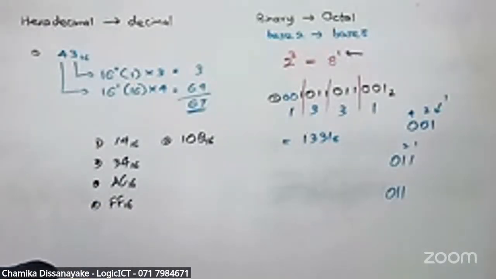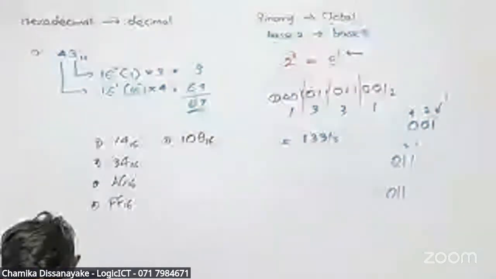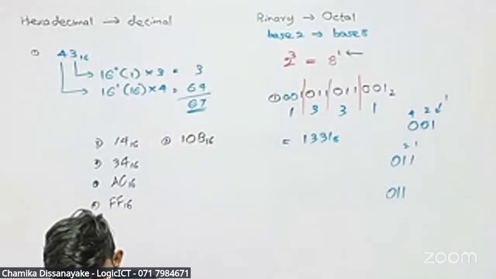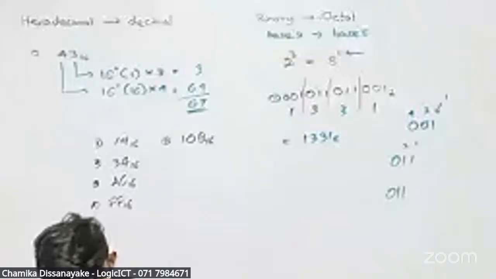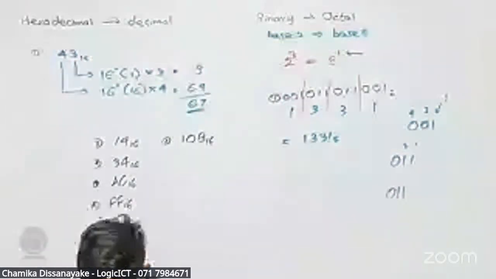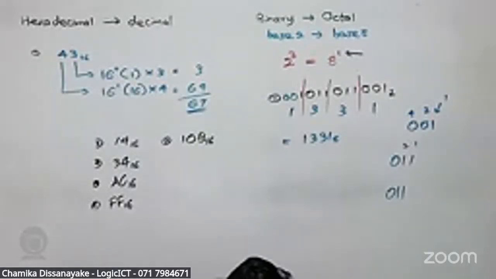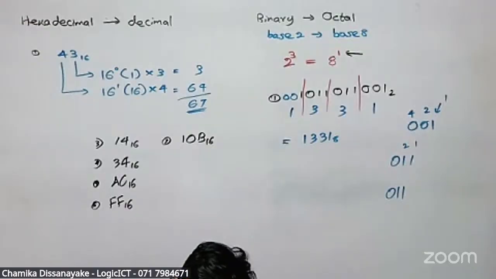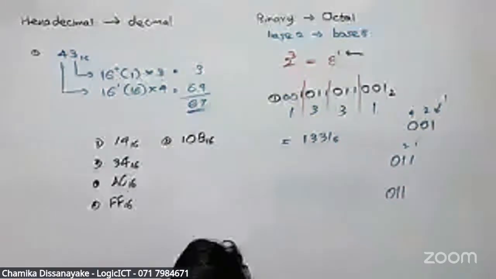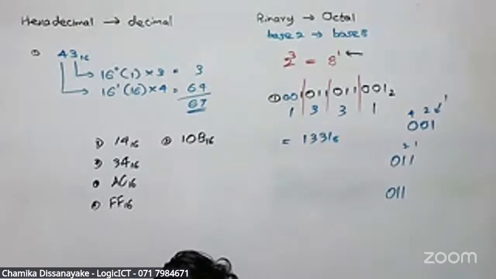Let's write the first point. First, separate the binary number into groups of 3 bits from the right side to the left side.